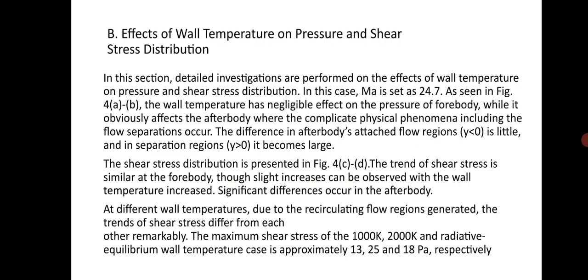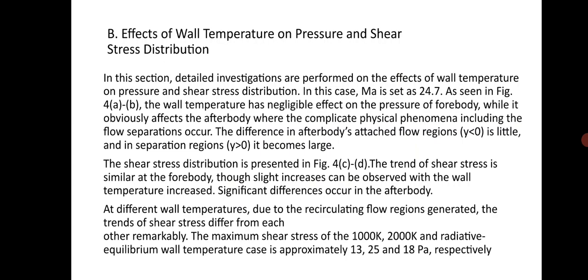Effects of wall temperature on pressure and shear distribution. In this section, detailed investigations are performed on the effects of wall temperature on pressure and shear stress distribution. In this case, Mach is set as 24.7, as seen in figure 4. The wall temperature has negligible effect on the pressure of the forebody, while it obviously affects the afterbody, where complicated physical phenomena including flow separations occur. The difference in afterbody's attachment flow regions is little, and in separation regions it becomes large.